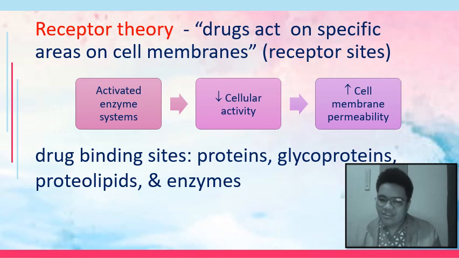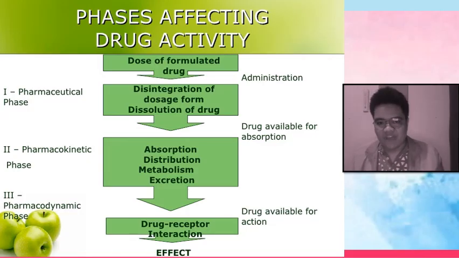The activated enzyme systems could possibly decrease the cellular activity and then decrease the cell membrane permeability that allows the drug to enter inside the cell. Then you have your drug binding sites, commonly your proteins, your glycoproteins, your proteolipids, and also your enzymes for that matter.